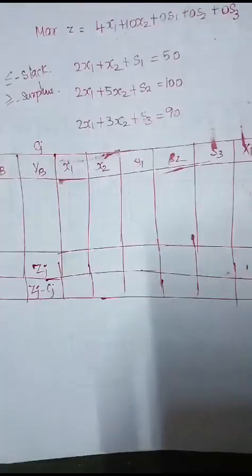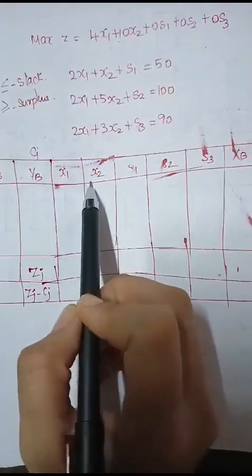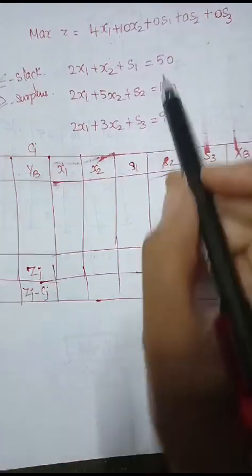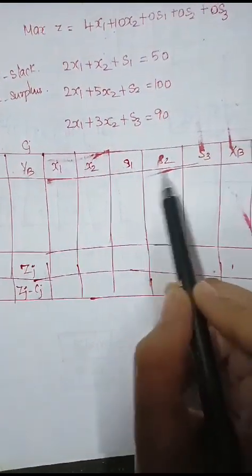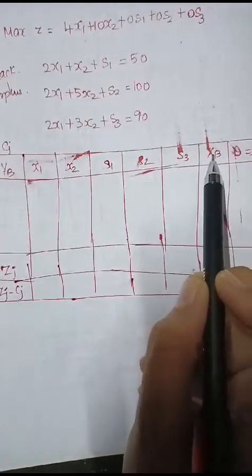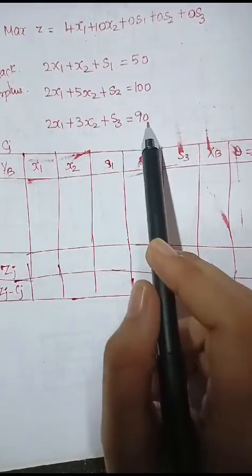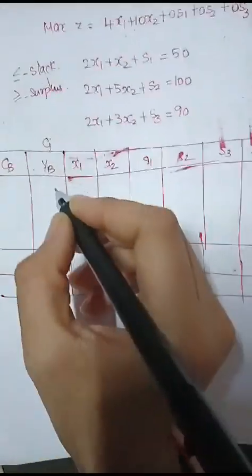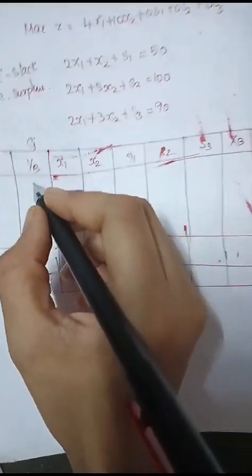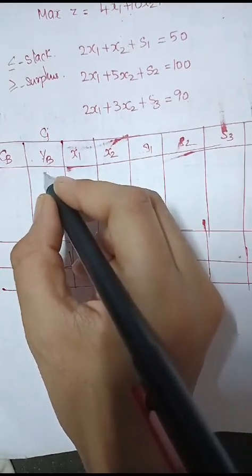This is our initial iteration. Clear? CB, YB, and x1, x2 are the decision variables. S1, S2, S3 are these variables. Last, you have to write it here. Clear? And then your xb. xb is your right hand side. And then theta equals xb by pc. The first thing is, you have to write the slack variables.